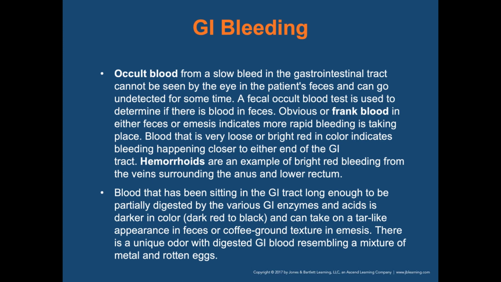So occult blood from a slow bleed in the gastrointestinal tract cannot be seen by the eye and can go undetected in the patient's feces for a long time. A fecal occult blood test is used to determine if there's blood in the feces. So let me tell you how you do that.